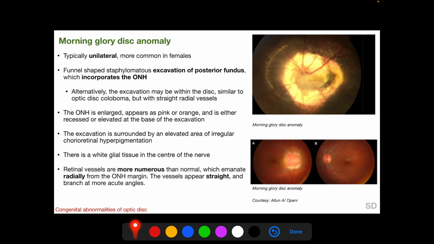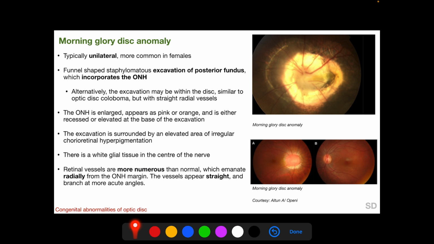The ONH is enlarged, appears pink or orange, and is either recessed or elevated at the base of the excavation. The excavation is surrounded by an elevated area of irregular chorioretinal hyperpigmentation, and there is white glial tissue on the surface of the center of the nerve.